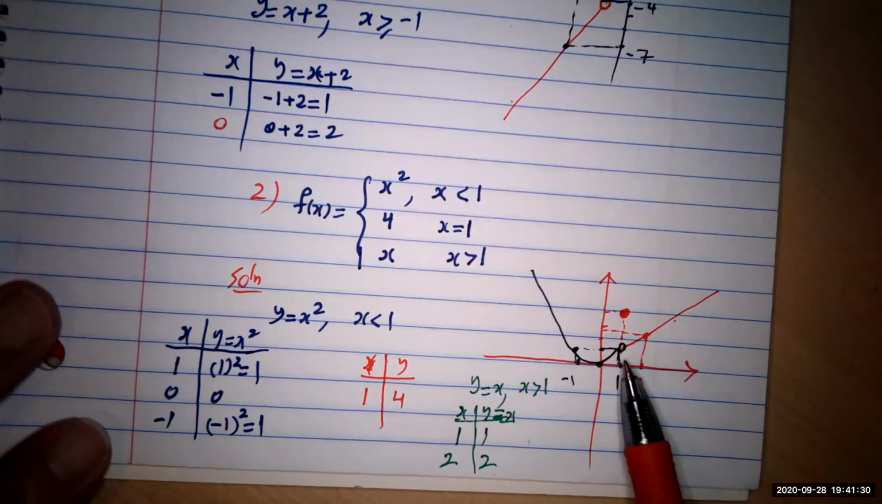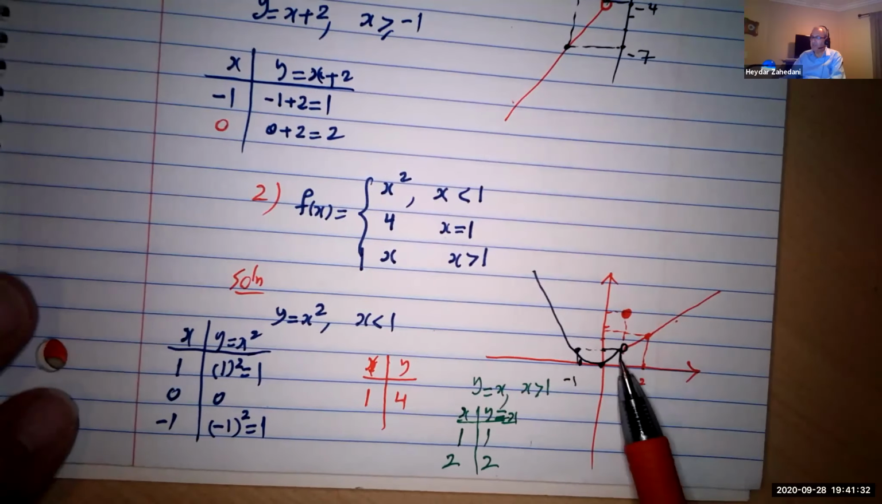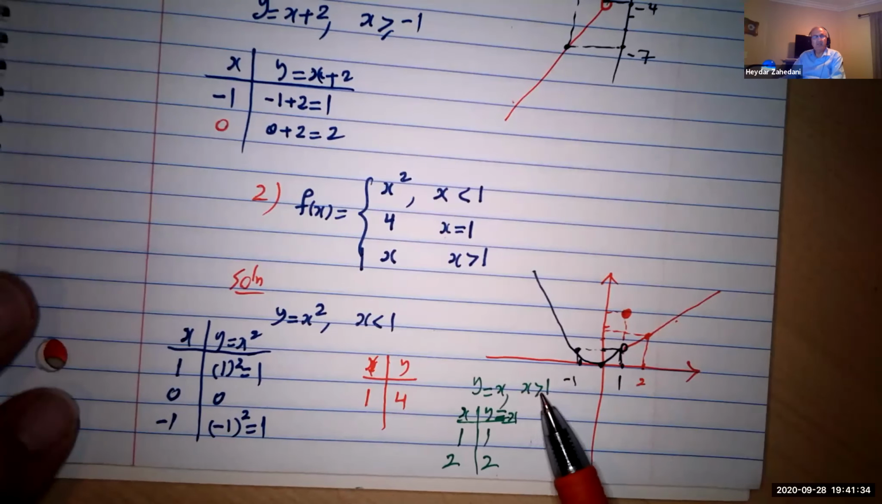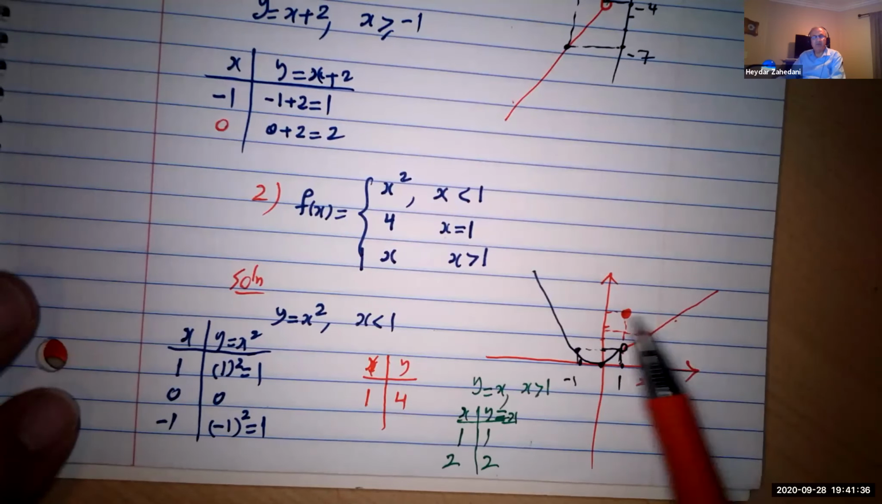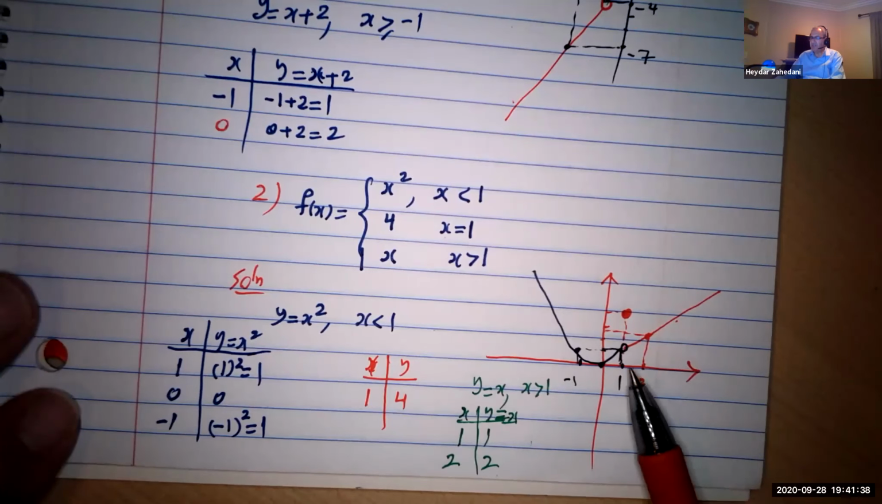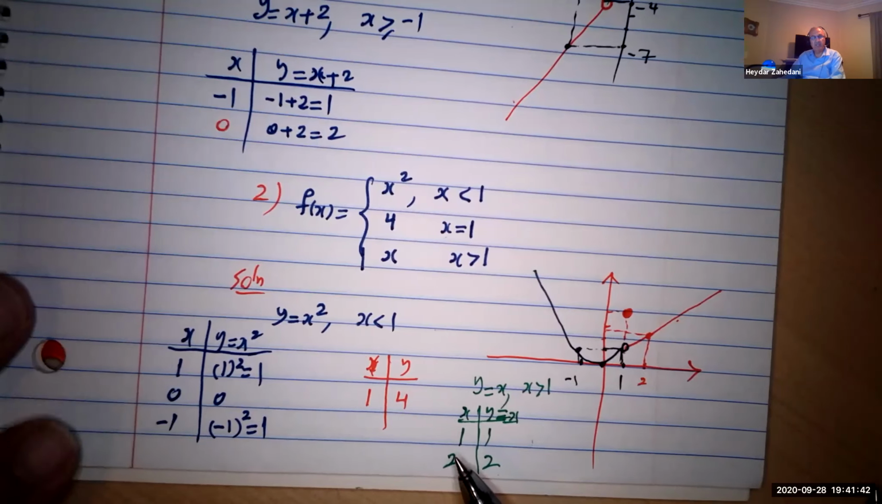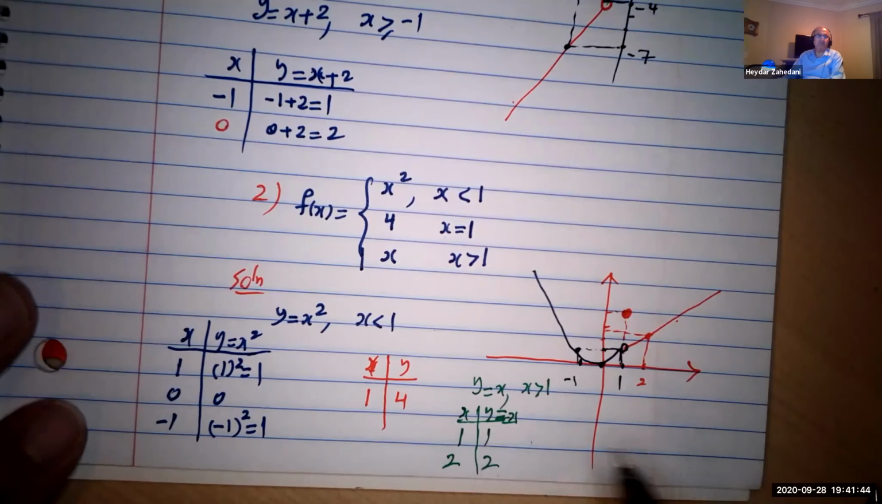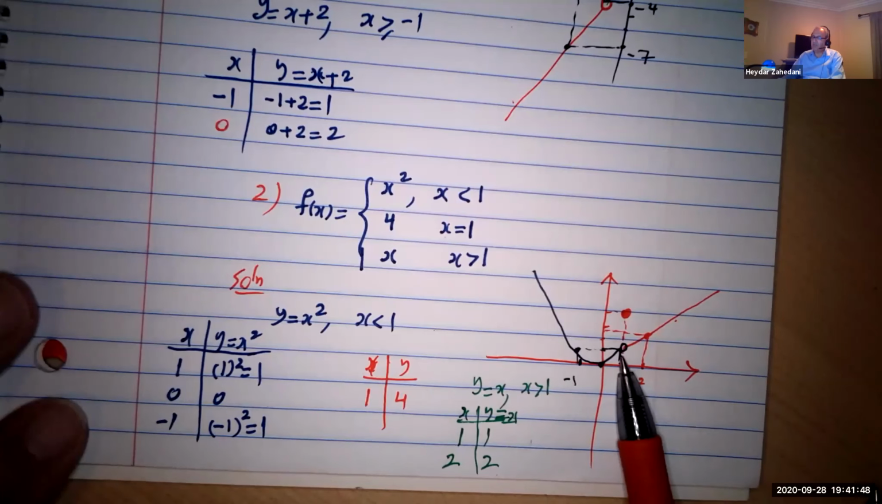No. You only have to be worried about the partition point. You see, x is greater than 1 forever, so everything greater than 1 would be fine. The 1 is a partition point, okay? If you get x equal to 1 or otherwise, we worry about it at the partition point.